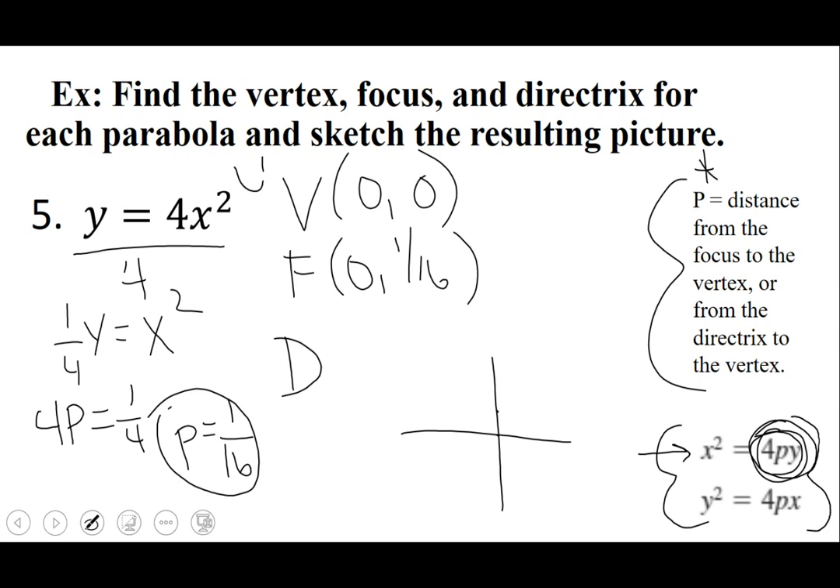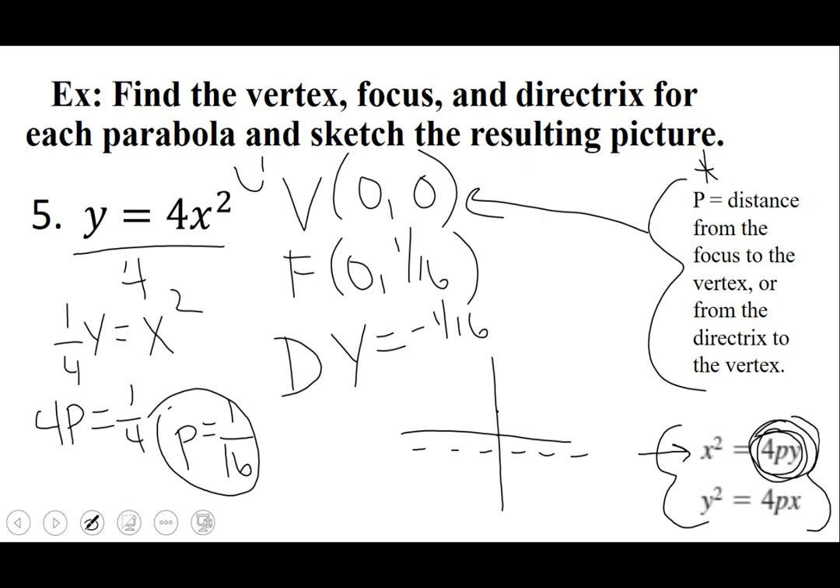And then the directrix has to be the same distance from the vertex. The directrix has to be the same distance away from the vertex as it is to the focus. So you're going to go p units in the opposite direction. And again, it has to be a line. So if it's a horizontal line, it's going to be 1/16 units down, which is y equals negative 1/16.